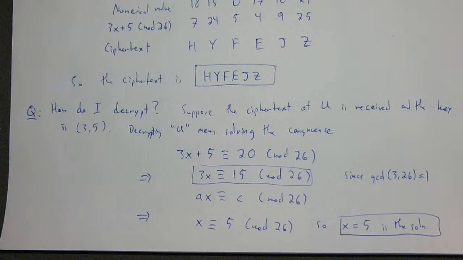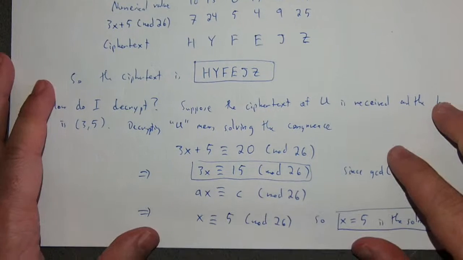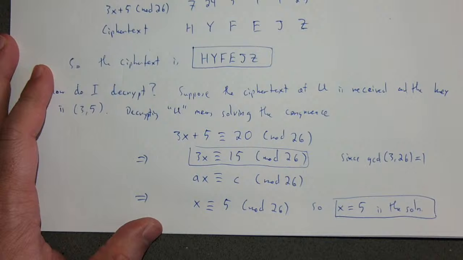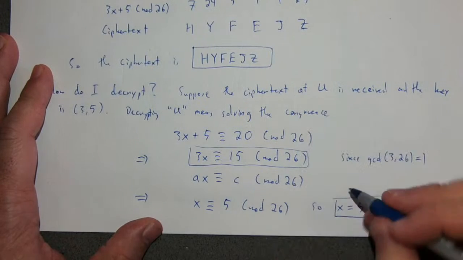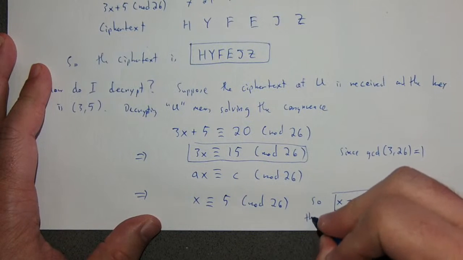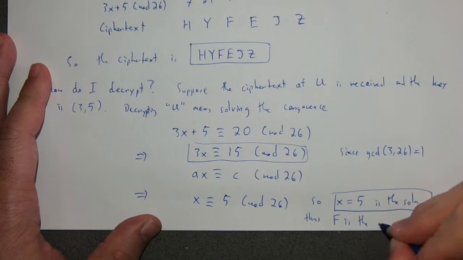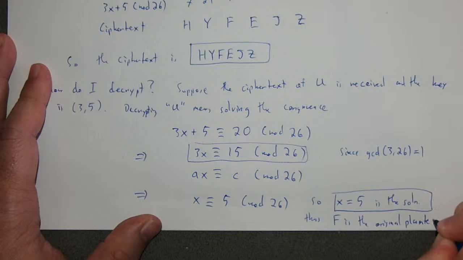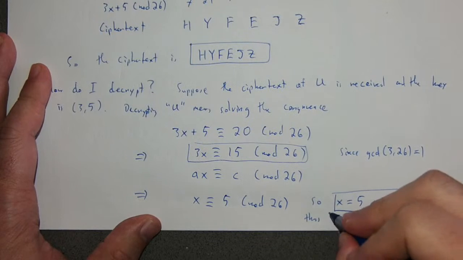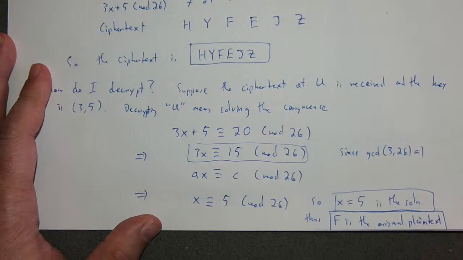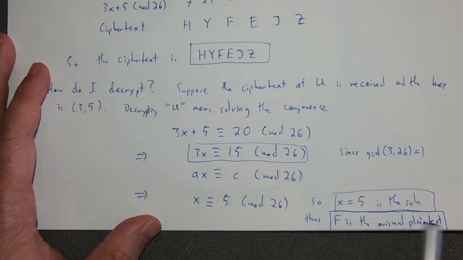So what would that mean here? If x equals 5 is the solution, then what would be the decrypted text? What would be the plain text associated to the ciphertext of U? Thus, F is the original plain text. So I get the ciphertext of U, F is the original.